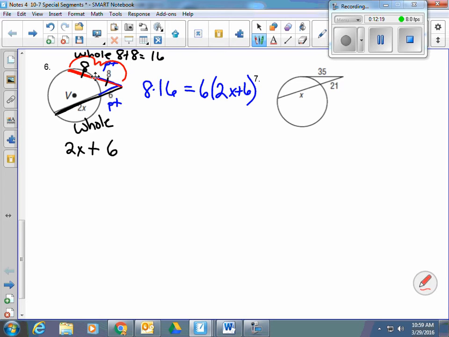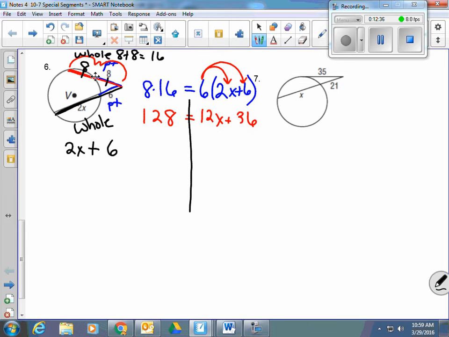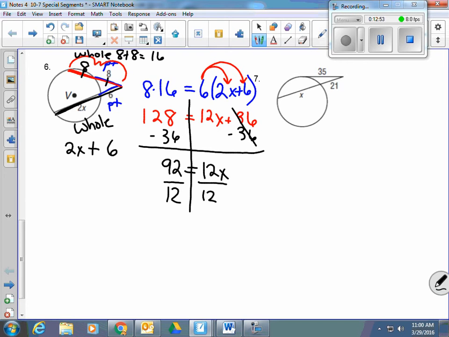Right? What do I need to do now? Distribute out. What's 6 times 2x? 12x. What's 6 times 6? What's 8 times 16? 128. Now what? Good. Subtract 36 from both sides. And that gives me what? 92. Now what? Good. Divide by 12. So now I know that x is equal to what? 7.6 or 7.7? Good. How many of you had that? A couple of you? Good.